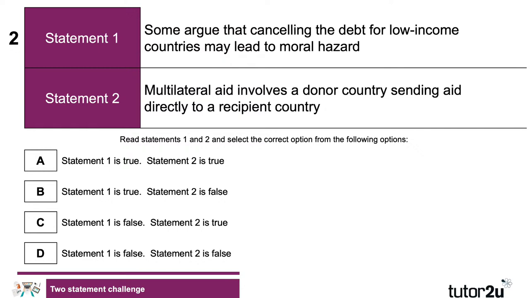A few answers coming through. People saying either A or B. So A is both statements true, B is statement one is true, statement two is false. What do we reckon? That's a tricky one here. A couple of people changing their minds.